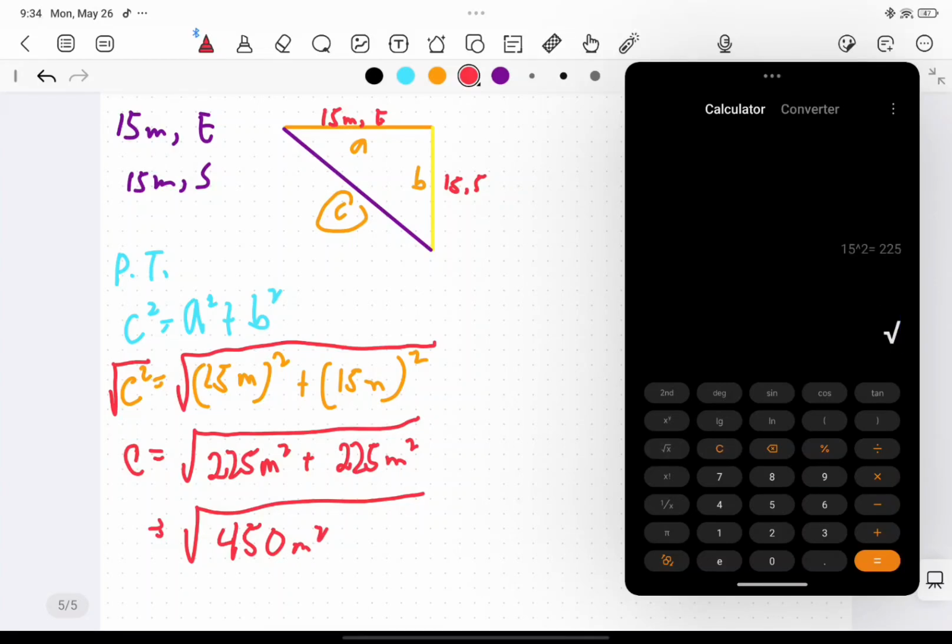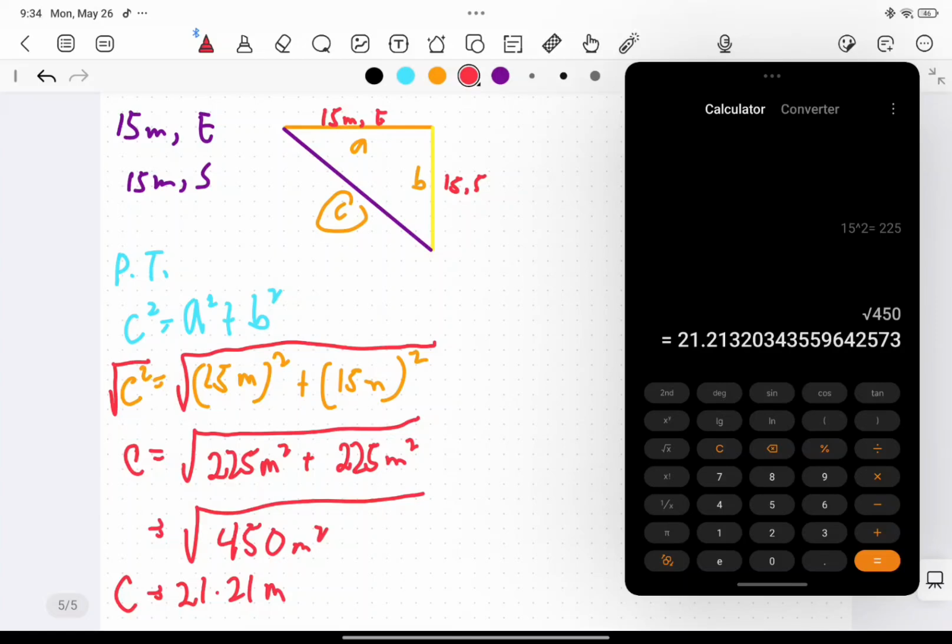And if we're going to compute for the square root of 450, we will get 21.21 meters. That would be our displacement. Let me write it now. Our c this time is 21.21 meters. We have found our displacement. That is very easy if you follow the steps correctly.